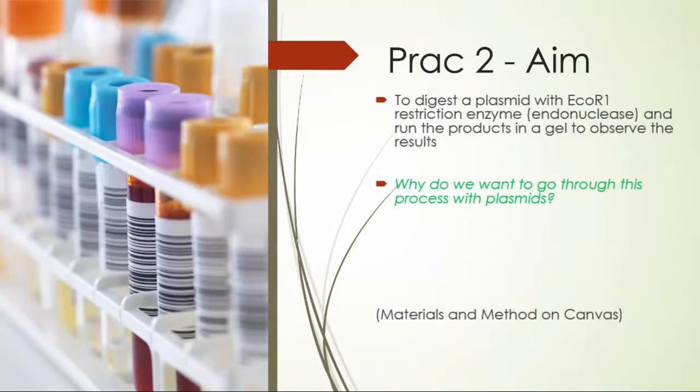So why do you think we go through the process of digesting our plasmid? What's the purpose of this? And remember I said we could do this at the start of our prac or at the end of our prac. Why do you think we go through getting our little plasmid and cutting it with our enzyme, what's the purpose of it? Think about what's in your little plasmid. Bit of a hint, insulin. What do we got there?